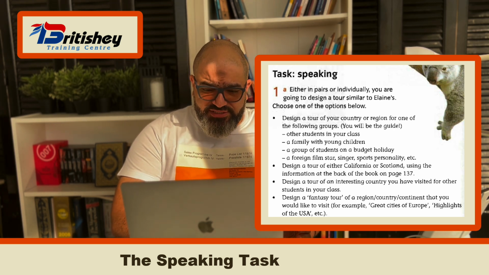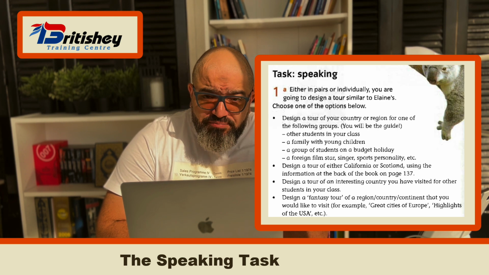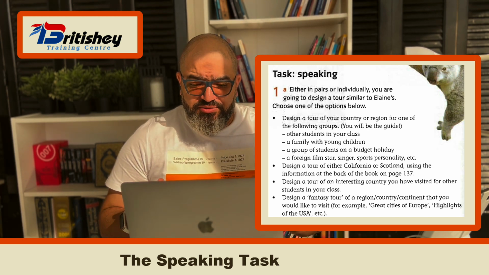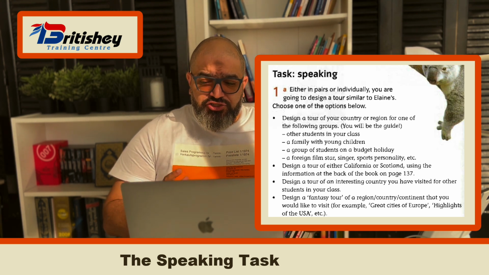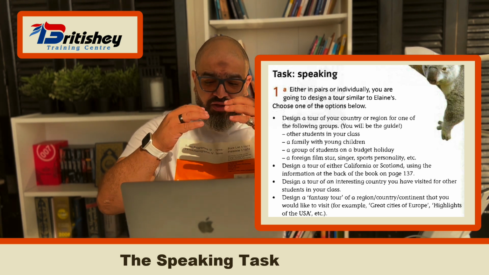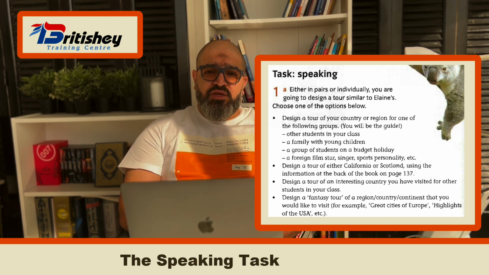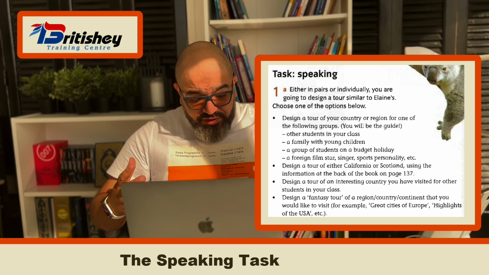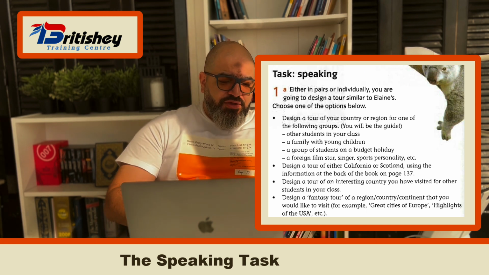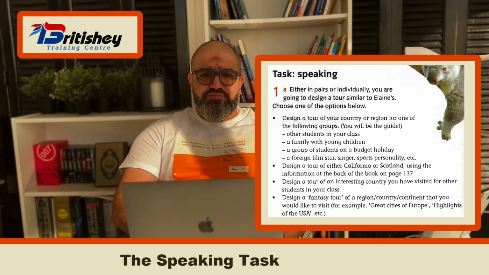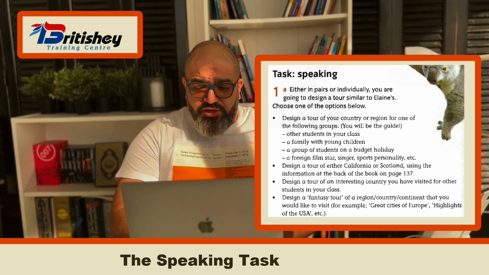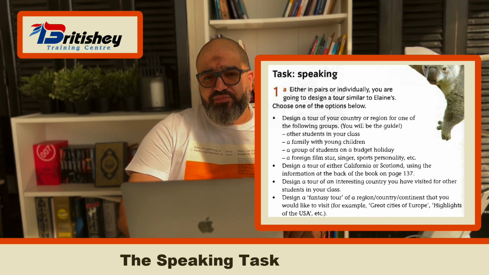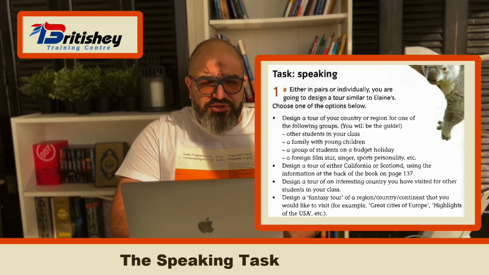So in 1, it is said, either in pairs or individually, you're going to design a tour similar to Elaine's. Choose one of the options below, and a lot of options are given. Then when the students work together designing this tour, they will be speaking. They will agree and disagree. They will also recommend things. They will describe things. They will respond to others, using the useful language.